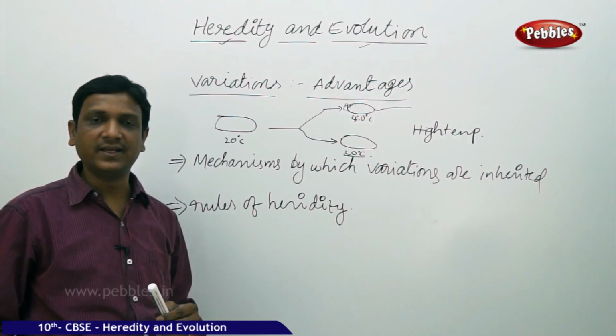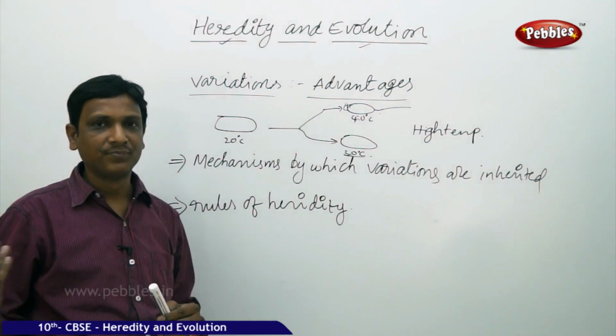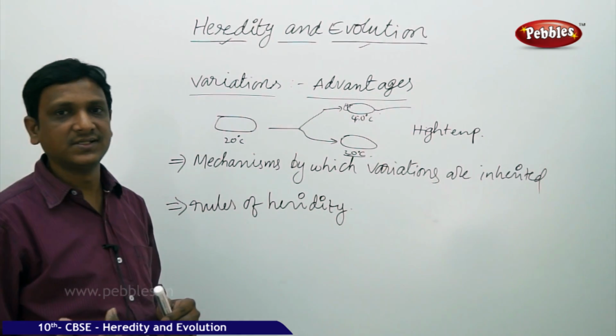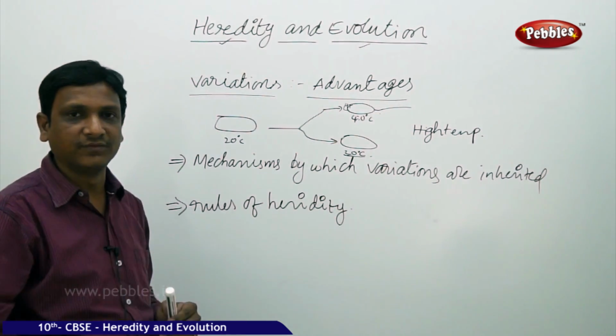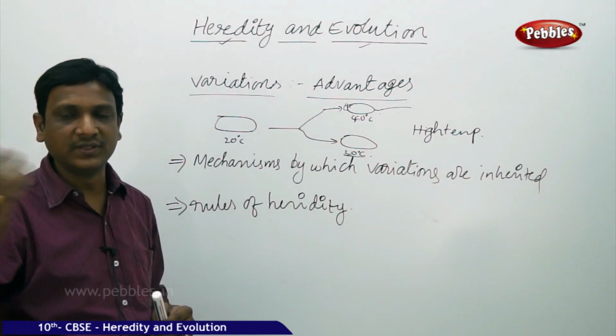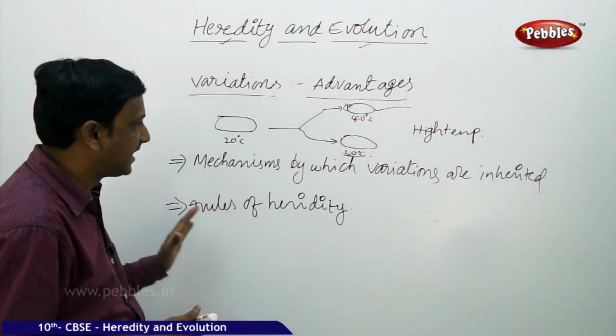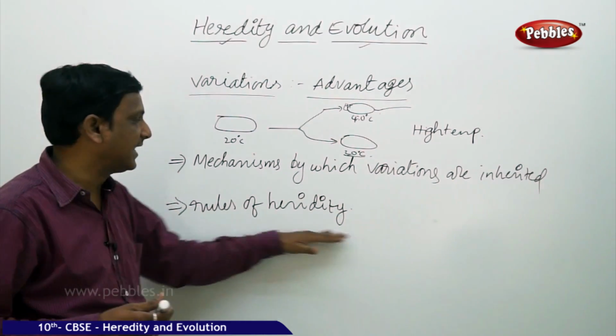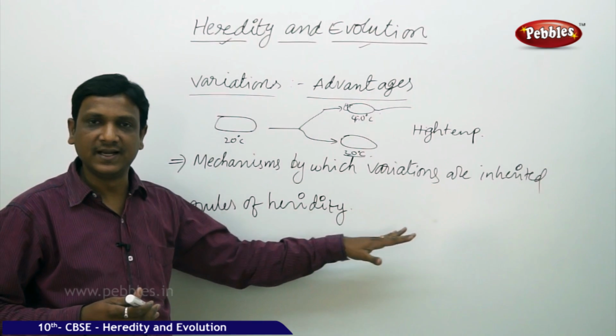That part is the contribution of another scientist, Charles Darwin. He made certain observations. We'll study them in the second part of this lesson, which will tell us about the process of evolution. Here we will understand how the traits are inherited and what the rules of heredity are. Let us see.